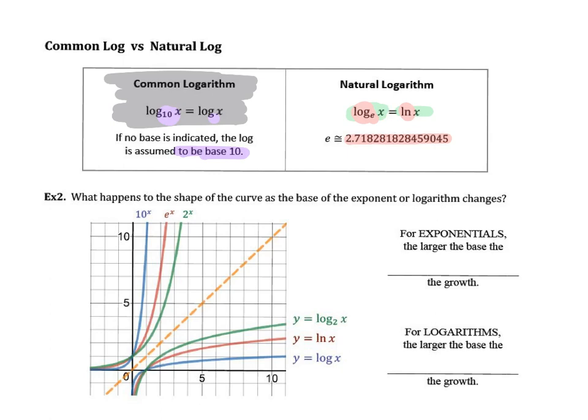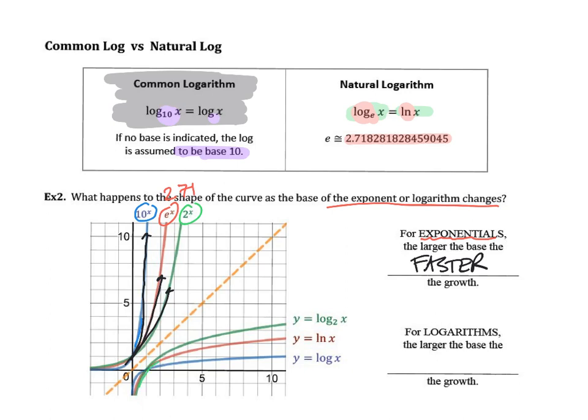For example 2, it says, what happens to the shape of the curve as the base of the exponent or the logarithm changes? So notice here, look at this nice color coordination. This is exponential, 10 to the power of x versus e to the power of x versus 2 to the power of x. Remember, e is 2.71, so it's bigger than 2 to the x. So for exponentials, the larger the base, the what? The growth. So if it's curving in tighter, closer to the y-axis, then that means our growth is faster, right? It's a steeper curve, so it's growing more rapidly.